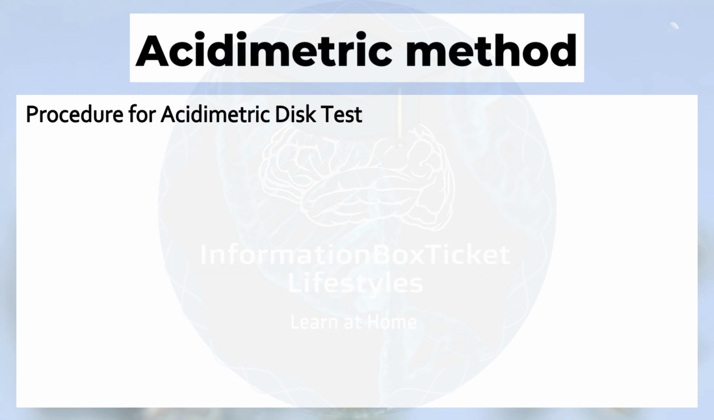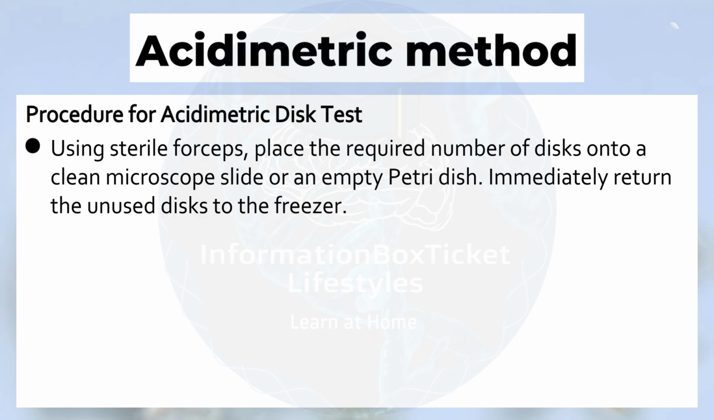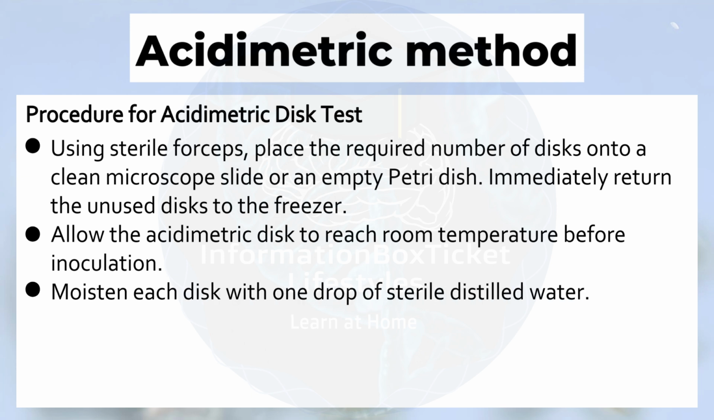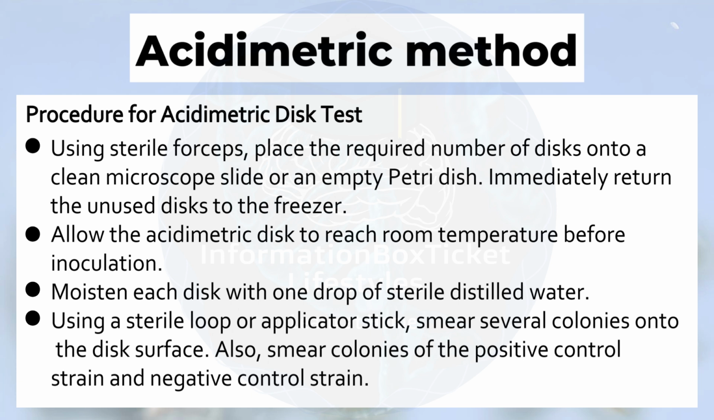Procedure for acidimetric disc test. Using sterile forceps, place the required number of discs onto a clean microscope slide or an empty Petri dish. Immediately return the unused discs to the freezer. Allow the acidimetric disc to reach room temperature before inoculation. Moisten each disc with 1 drop of sterile distilled water. Using a sterile loop or applicator stick, smear several colonies onto the disc surface. Also, smear colonies of the positive control strain and negative control strain.